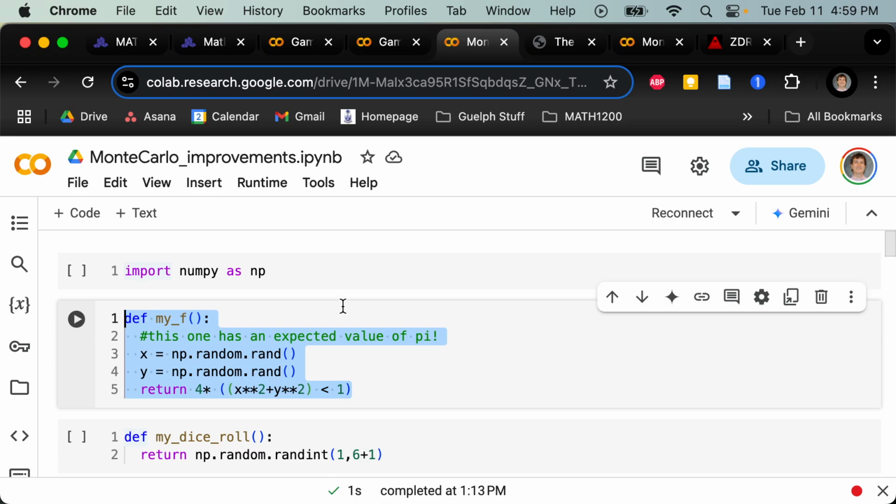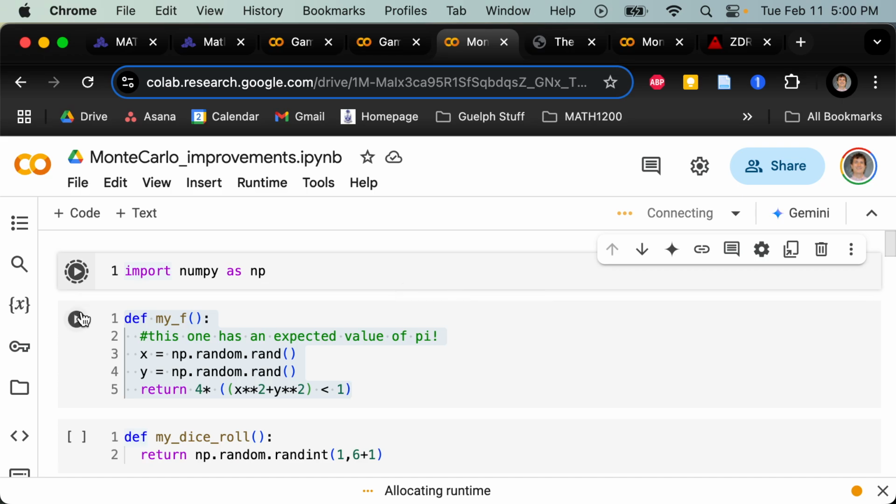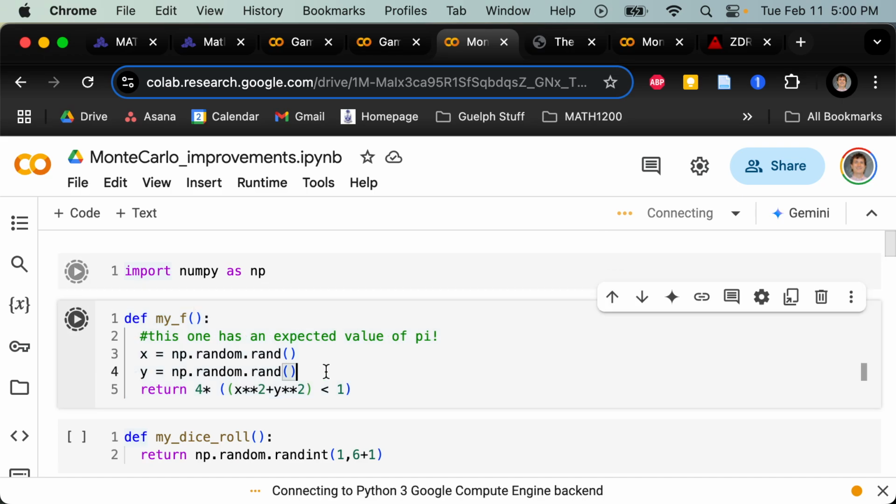It doesn't even have any inputs because I randomized the x and the y inside. So I said, let x be a random uniform, let y be a random uniform. I guess I could have called them u and v, but I called them x. And then I did 4 times, in brackets, x squared plus y squared less than 1, and Python knows how to convert that to an indicator function. So very nice, there we go. That's my function f, and it's using np.random.rand, which is indeed one uniform random variable.